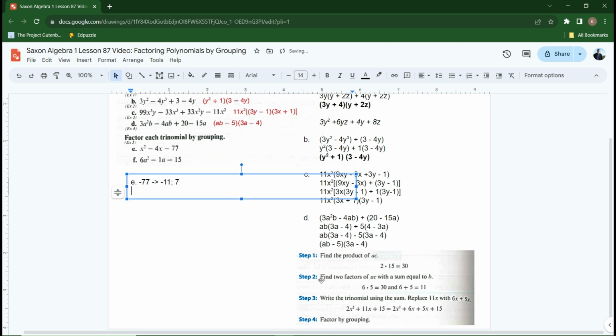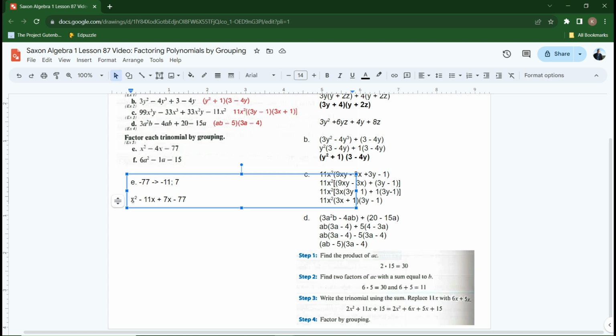The next step is to write my trinomial using the sum of those two factors. So here's how I'm going to do this. Instead of writing x squared minus 4x, I'm going to do x squared minus 11x plus 7x. Isn't that the same thing as x squared minus 4x? It is. And then minus 77. It's still minus 77 at the end. This is the same as this, okay?